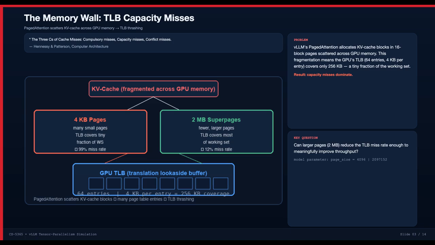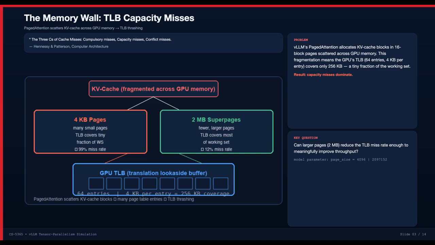This fragmentation is efficient for memory allocation, but it creates a hidden problem at the hardware level. The problem in plain terms is that the GPU's translation Lookaside Buffer is the hardware structure that translates virtual addresses to physical addresses. On this architecture, the TLB has 64 entries, each covering a 4 kilobyte page, which gives a total coverage of only 256 kilobytes, a tiny fraction of a working set.